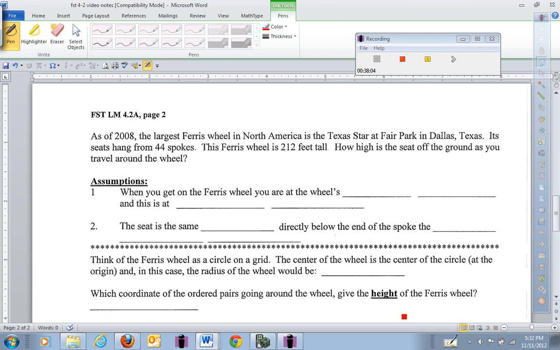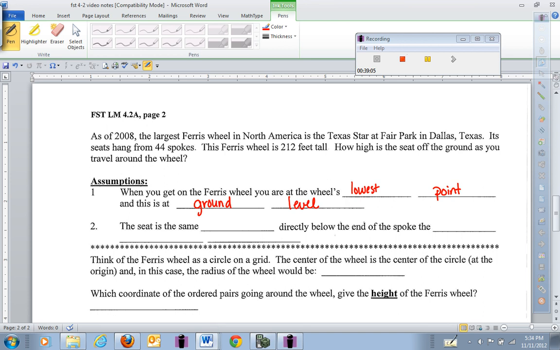To do this, we're going to have to make certain assumptions. Because when you get on the Ferris wheel, you're going to be at the wheel's lowest point. In other words, they're not going to take a cherry picker and raise you up and have you jump off and get on, you know, halfway up or at the tallest point or anything like that. You wait till the Ferris wheel comes around to the bottom, and then they let you on. You go up the little ramp and you get on the thing. Okay? So this is going to be what we call ground level. Okay? Ground level. And that's going to be theoretical ground level.